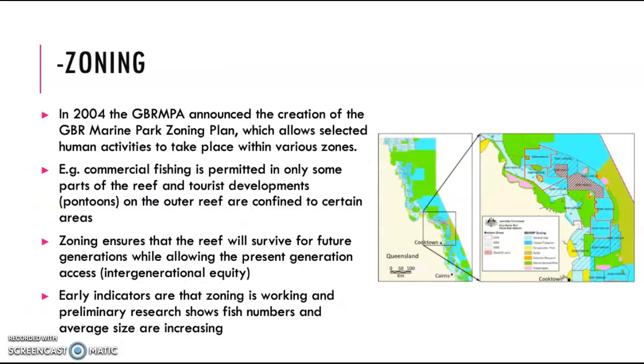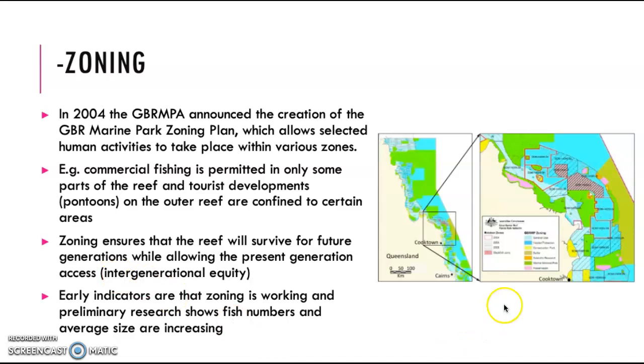The second strategy we're going to look at is zoning. All of the reef is split into different zones depending on what activity can take place there. Because the reef is such a large structure, we have to specify what activities can occur in which areas. For example, commercial fishing is only allowed in some parts of the reef, tourism is only allowed in some parts of the reef. And this is done to try and promote intergenerational equity, which means we'll preserve the reef for future generations to use and see in the same way that we have it now. Zoning seems to be a pretty effective strategy because in the areas that have been zoned off for, say, conservation, we're seeing an increase in fish numbers and corals slowly starting to recover.